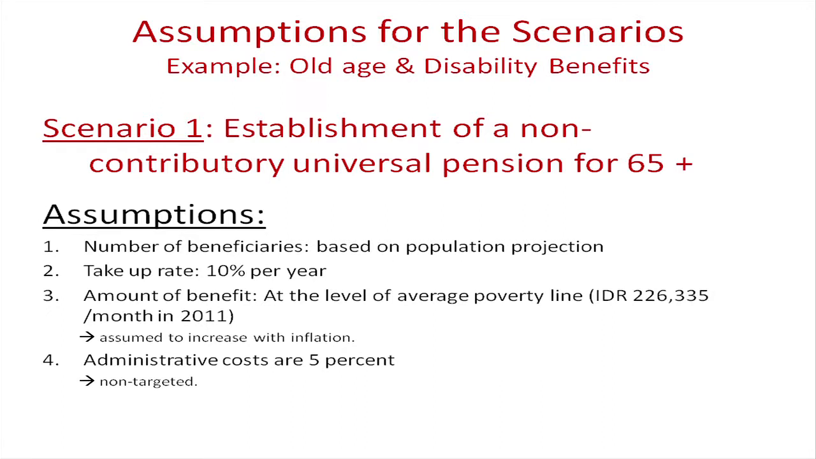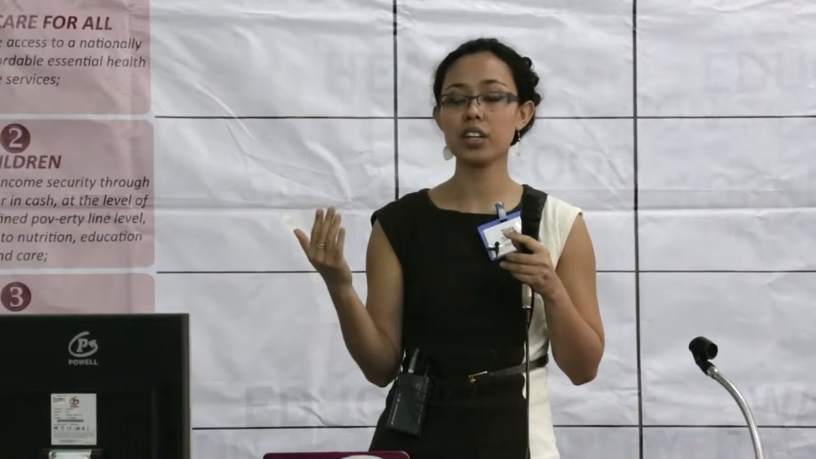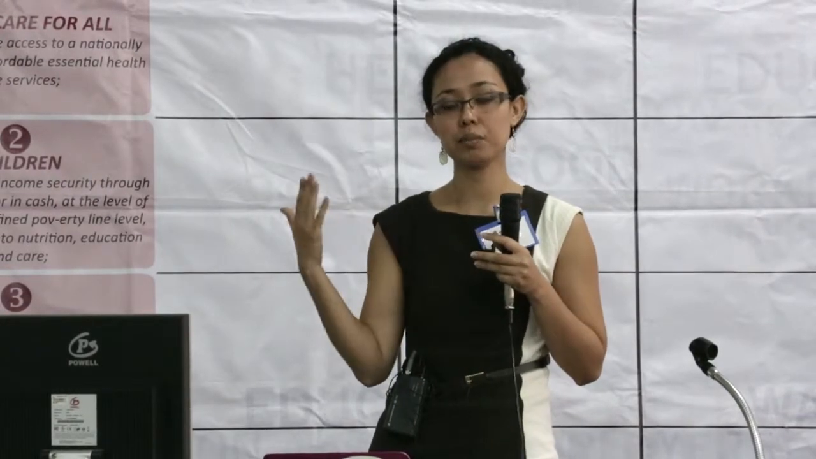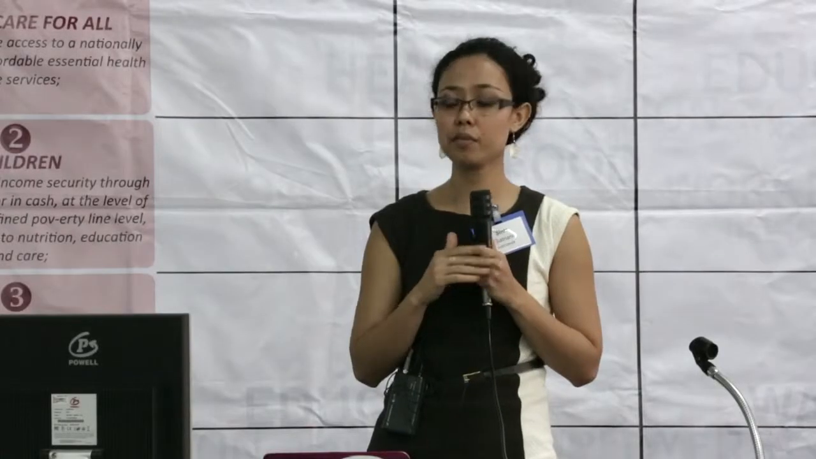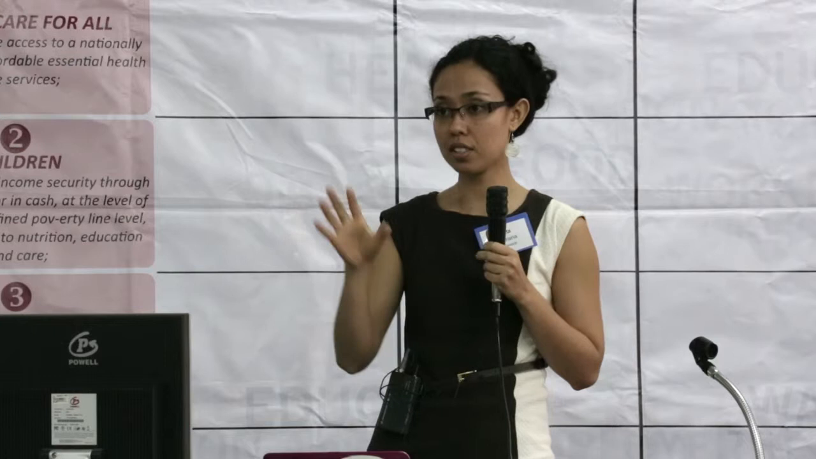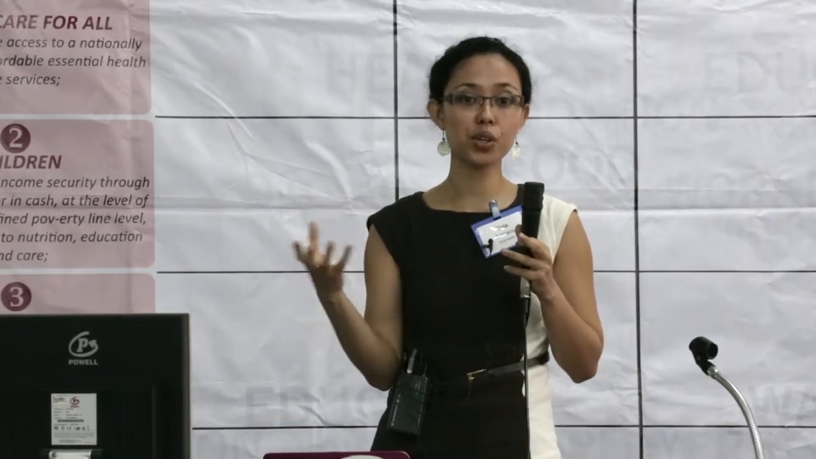So first is the number of beneficiaries. This we just take based on population projection of 65 years and older, which is available. Then the take-up rate you would decide. This is completely a decision made together, whether it would be realistic to increase it by 10% per year or not, or more or less. The third assumption is on the amount of benefit. This is also a decision that you make as a group, and you can have several different assumptions, different scenarios that you can show, and you can choose from.